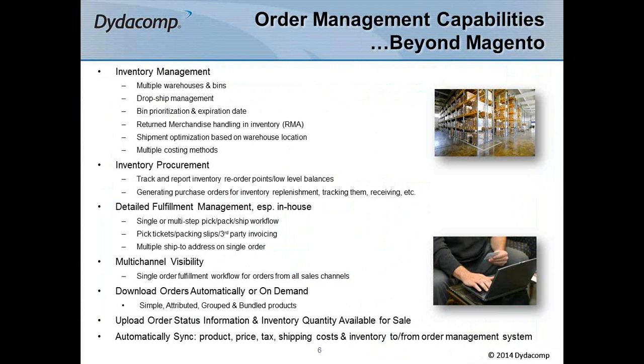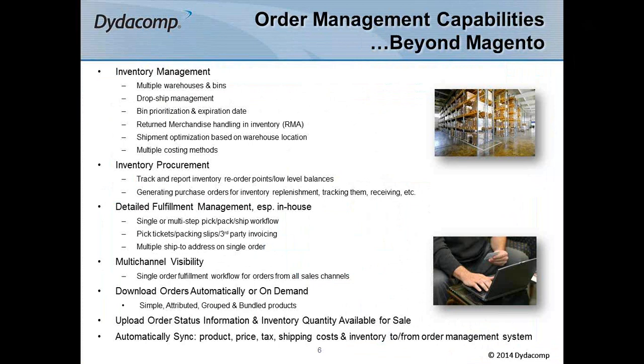You want to be able to have a pick, pack, and ship workflow. You want to be able to have a pick ticket, a packing slip, be able to print out your box label, and not have to go to 5 or 6 different programs in order to get that process done. And you need an order management system that's actually going to allow you to do that. So as orders are created by your customers, they're automatically downloaded.